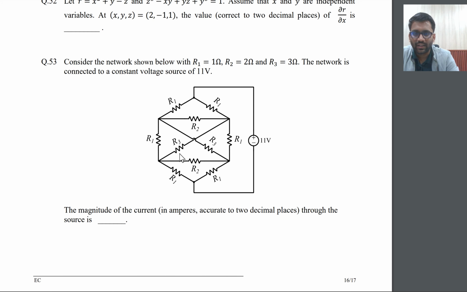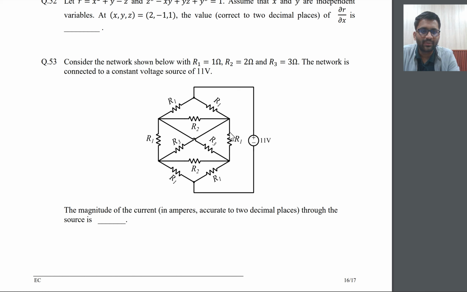Now, in this question, they are asking: R1, R2, R3, the network connected to an 11 volt source, and you need to find the current. It might seem a bit difficult to some students, but if you know the concept of symmetry, or here, I don't think we can apply symmetry, because I'm just reading it and then solving it. Or what you can do here is, yeah, apply the concept of equipotential.